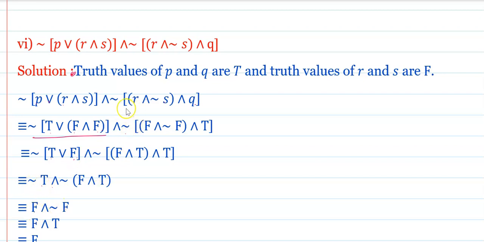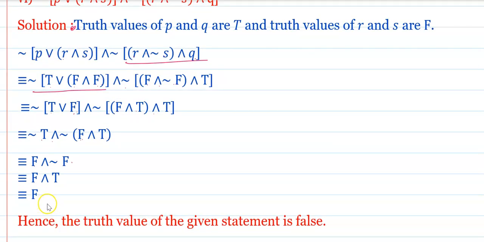Okay, now consider this bracket. That is the negation of F and negation of F. Negation of F is T. F and T is again F. Negation of F is T. Now the F and T, that is F. Hence the truth value of this statement is false.